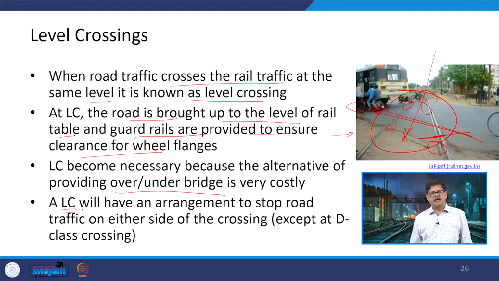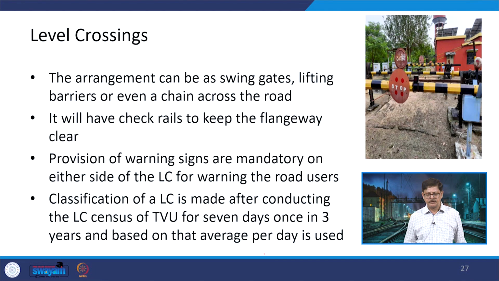The level crossing will have an arrangement to stop the road traffic on either side. Except for the D class crossing, all crossings have an arrangement for that, and this arrangement can be in different forms. It can be a swing gate, that means a gate which just swings like this, or a lifting barrier which goes up, or there can be a chain used across the road. The chain is fitted, and as soon as the train has gone, it is opened. So, the road is opened for traffic, the chain is removed.